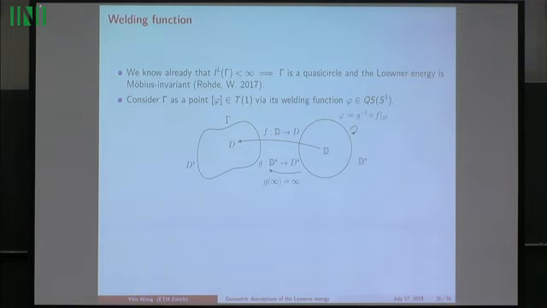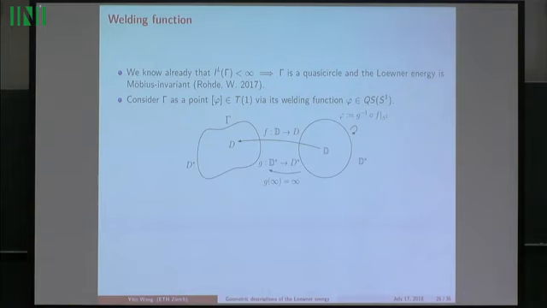We already know, from the work with Stefan, that if we have a finite energy curve, then gamma is a quasi-circle. And from the classical theory of quasi-conformal maps, we know that quasi-circles are in one-to-one correspondence with quasi-symmetric weldings. That is well known. So it's very natural to look at the welding function for a finite energy curve inside the Teichmüller space, which is the quotient of the quasi-symmetric functions on the circle.